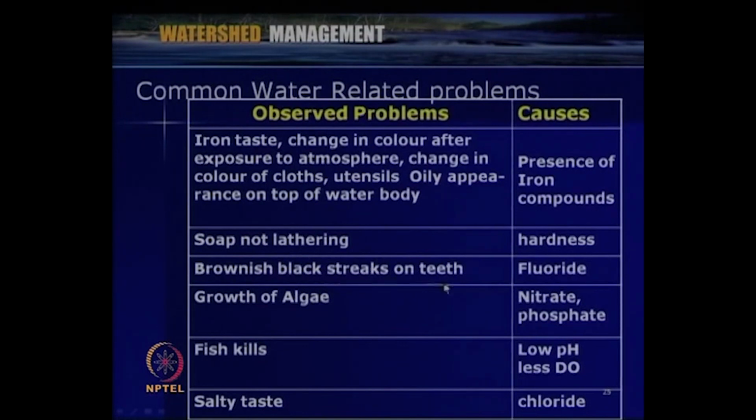Then brownish black streaks on teeth mean fluoride or related issues. Growth of algae in the water source means the presence of nitrates or phosphates. If fish in the water are killed, it can mean less dissolved oxygen or low pH. If the taste is salty, then more chloride is present. So, like that, we can easily identify the observed problems and then try to identify the causes.